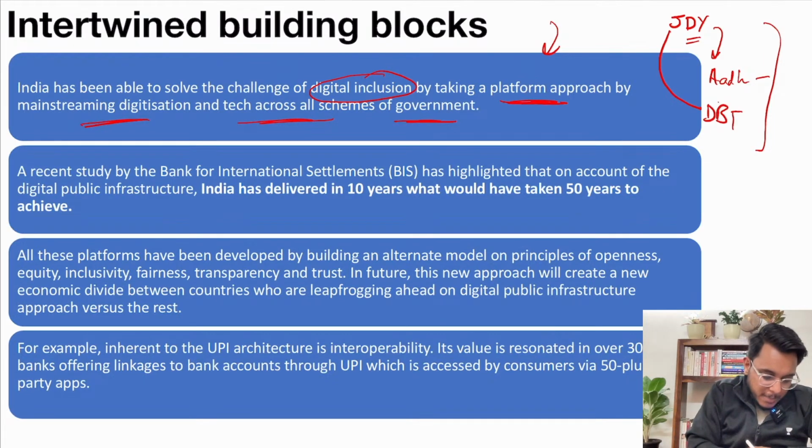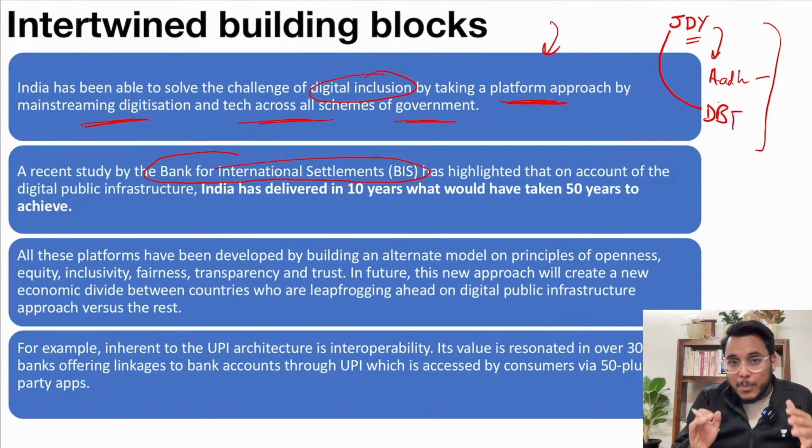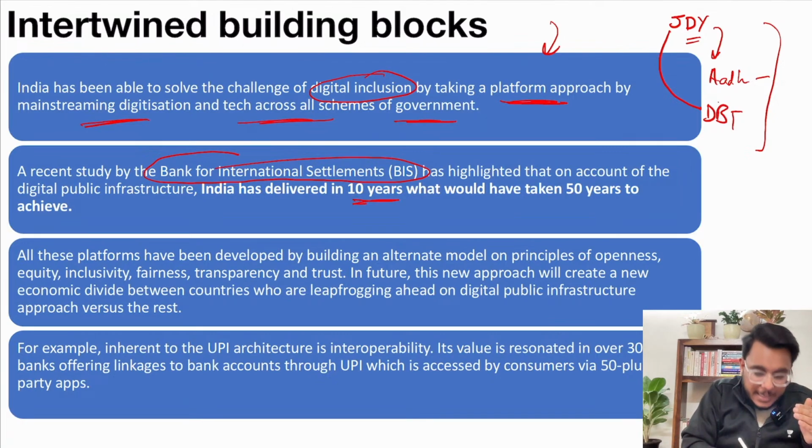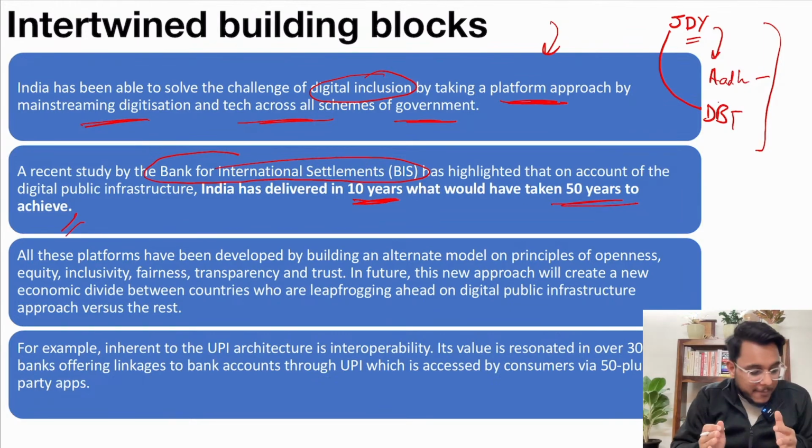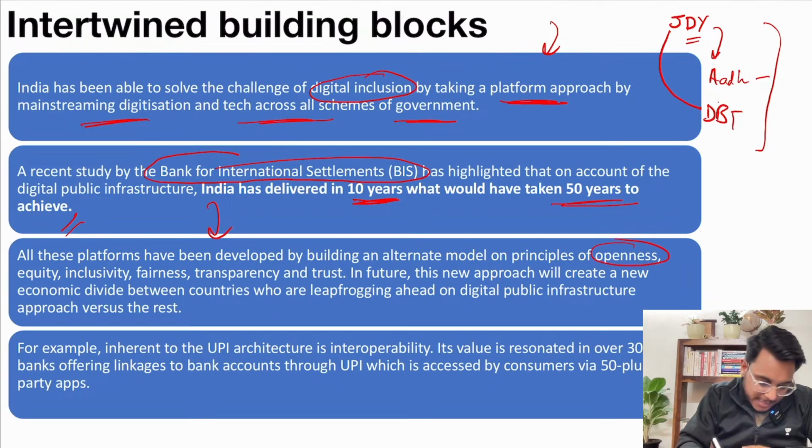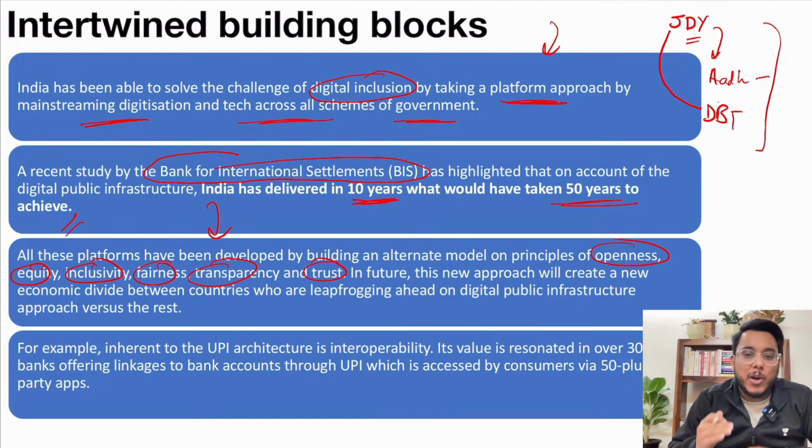Now, according to a study by the Bank for International Settlements, BIS, what India has done in digital public infrastructure in 10 years would have taken 50 years to achieve. Fine. So 50 years of work we have done in just 10 years. Moreover, all these platforms have been built on the basis of digital public values. For example, openness, equity, inclusivity, fairness, transparency, trust. All these values have been upheld. Okay, privacy particularly has also been upheld.